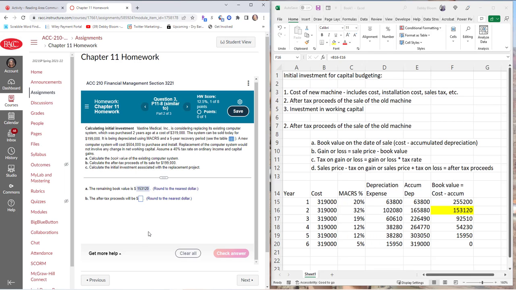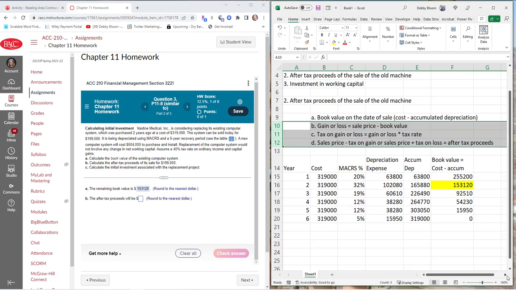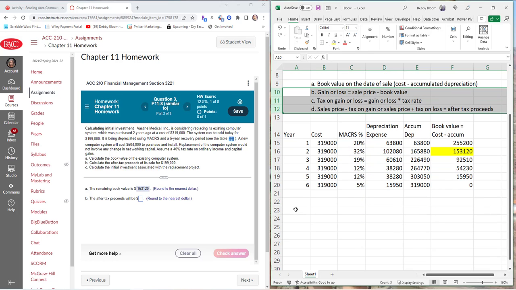Okay, now in part B, we're supposed to calculate the after-tax proceeds. So to calculate the after-tax proceeds, we have to go through steps B, C, and D. So let's go through all of those steps one by one, and I'll scroll down so you can see all of our steps B, C, and D.